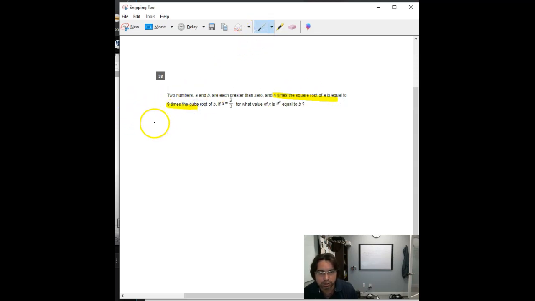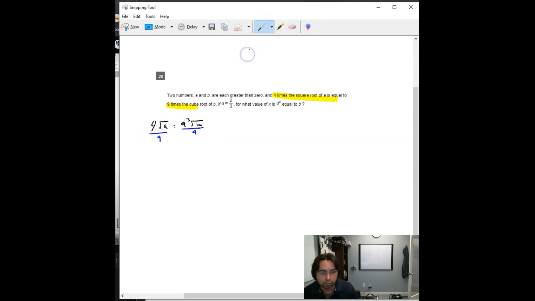we can see that it is going to be 4 times the square root of a is equal to 9 times the square root of b. And just like I pointed out before, there are some ties between the square root and the 4, and the cubed root and the 9. Write that there. Okay, first step here, we want to divide by the 9, right? Because we're trying to isolate b. So let's go ahead and divide by 9.